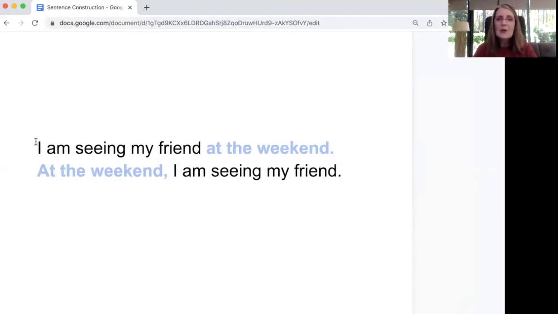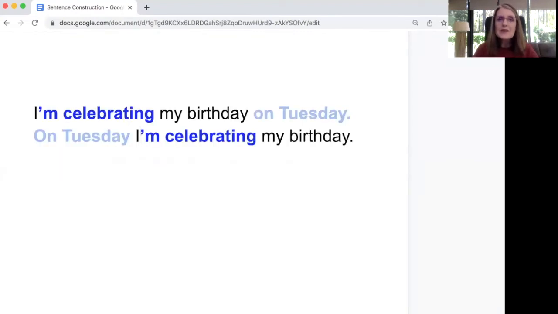The same applies with the sentence, I am seeing my friend at the weekend. At the weekend is the time. We can either put the time at the end of the sentence, I'm seeing my friend at the weekend, or at the beginning of the sentence, at the weekend, I'm seeing my friend. Of course, we can say I am or I'm seeing my friend. We can say I'm celebrating my birthday on Tuesday, or on Tuesday, I'm celebrating my birthday. So the when block goes either at the end of the sentence or at the beginning of the sentence.